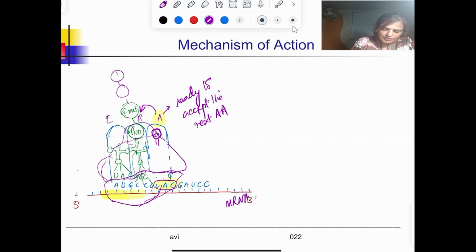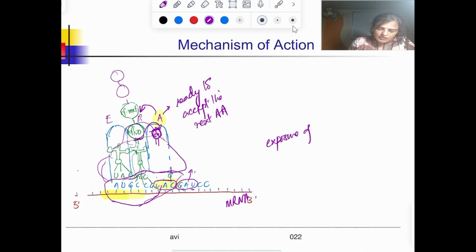The whole thing from here is going to move to this, and the process continues. This goes on, the whole thing. Now again this ribosome is going to shift. How much will it shift? Shift to a distance of 1 codon, and again an amino acid will be transferred with the help of the transfer RNA, and this process keeps on happening. Till when will this continue?